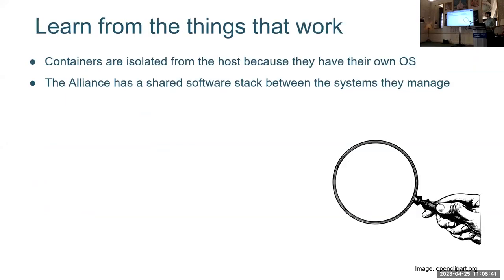So, yeah, we had a look around and we figured, okay, let's not throw away the good parts, right? So containers are isolated from the host because they have their own OS. And as Bart already mentioned, that is exactly what the compatibility layer also does for the Alliance. And that is also why we use a compatibility layer as well in EESSI.